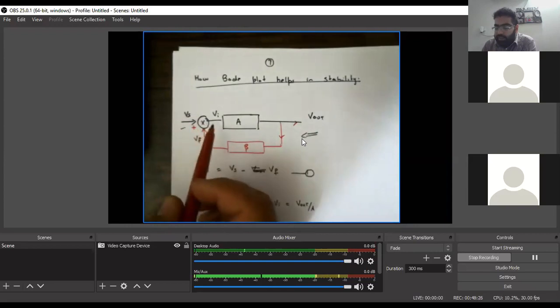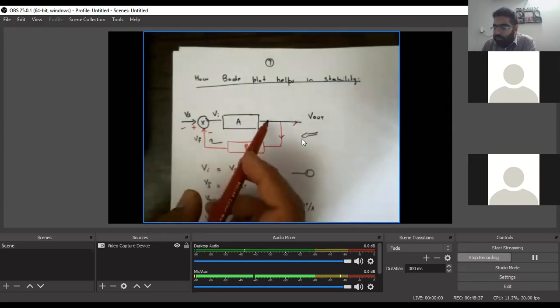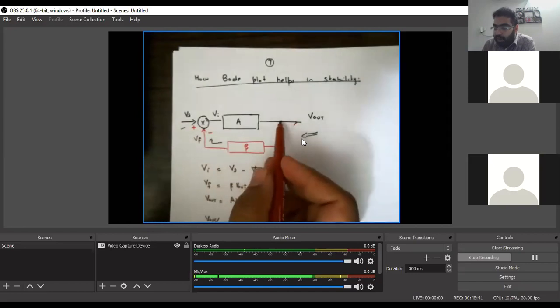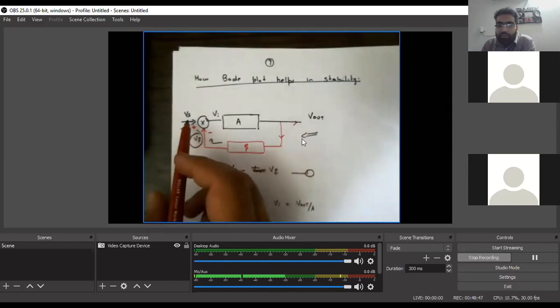And the mixer is taking the addition of this Vs and the subtraction of the output. Then this is going to Vi, and the Vi is going to gain A, and then it's going to Vout. So here is a negative feedback path going from the output, and the signal going to this mixer is known as Vf, and the other side is going to Vs.